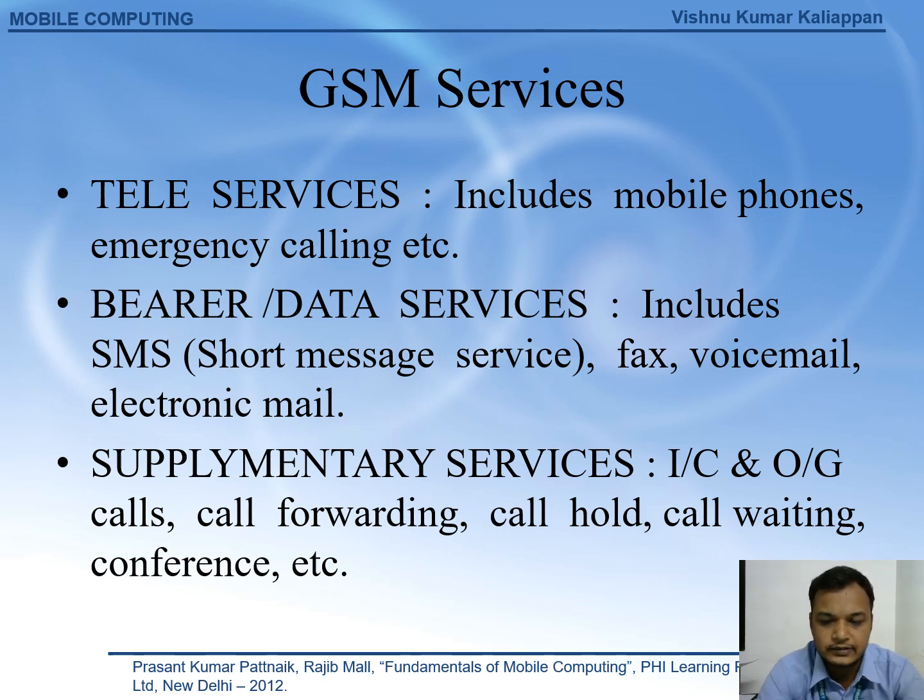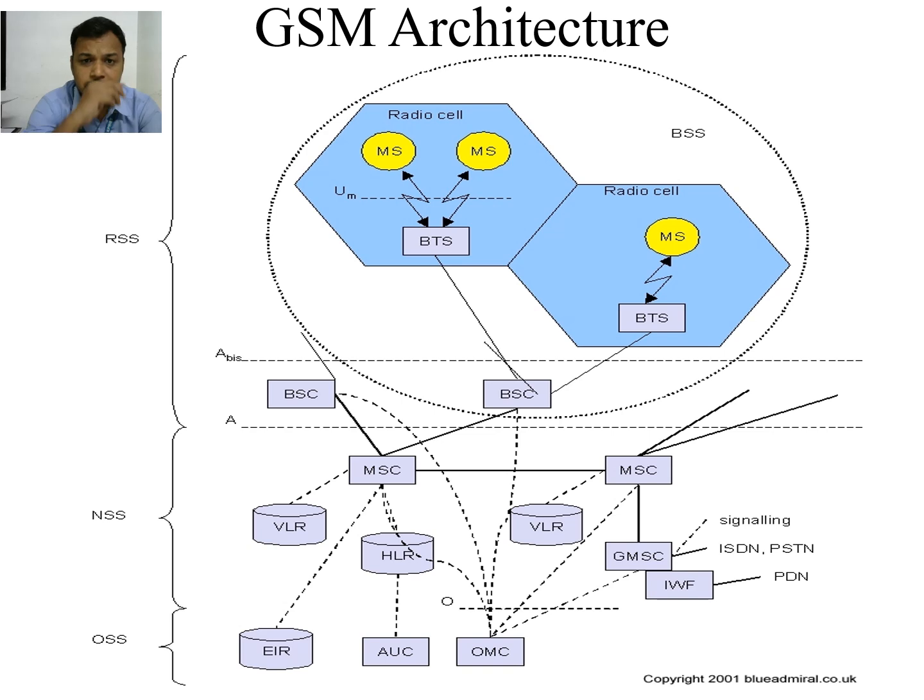Some supplementary services are also provided by GSM, such as incoming and outgoing calls, call forwarding, call holding, call waiting and call conferencing. These are the main three services provided by the GSM architecture. This is the architecture of the Global System for Mobile Communications, which comprises three segments, namely the radio subsystem, network subsystem and operation subsystem.